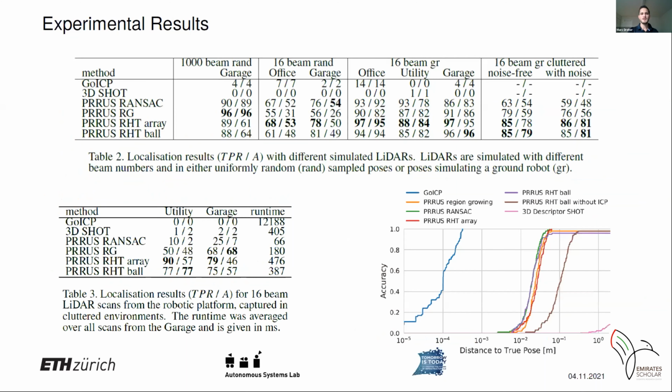The results of the simulated test series are shown in the upper table. For 1000 beam lidars, corresponding to a denser point cloud, PRUS with region growing and RANSAC plane extraction dominate. However, in sparse 16 beam lidars and cluttered scans, the randomized Hough transform methods perform better. This is again reflected in the real-world data, which also show higher clutter fraction and sparseness. In the two test series, it is obvious that GoICP and 3D SHOT features-based RANSAC methods fail.